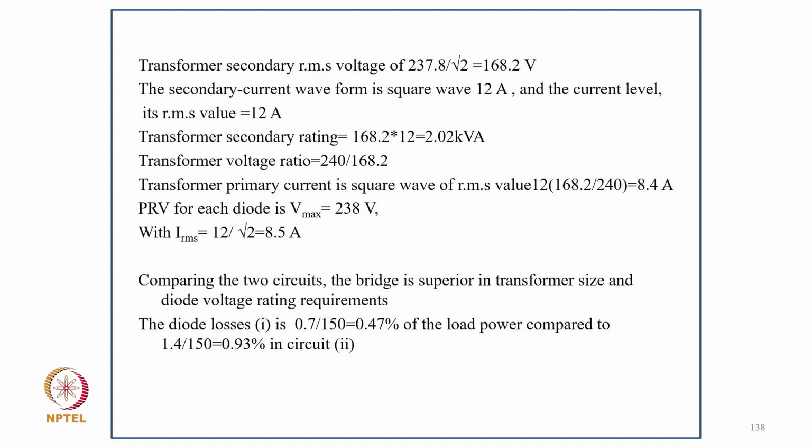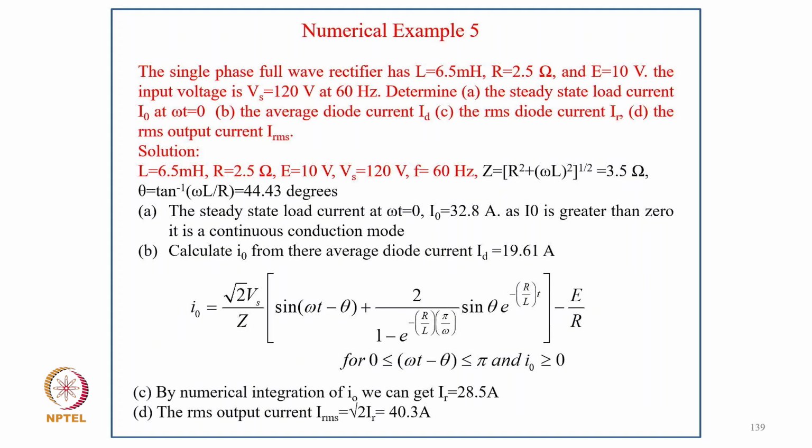Comparing the two circuits, the bridge is superior in transformer size and diode voltage rating requirement, and the diode losses are 0.7 divided by 150.47 for load power, compared to 1.4 divided by 157.90 in case of the second.